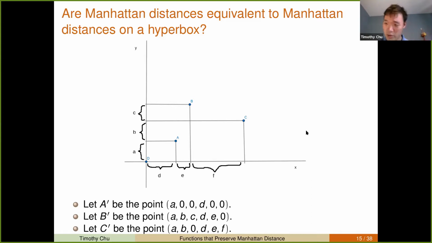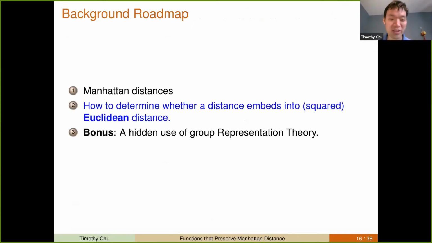So for those of you familiar with metric theory, what I said is more or less equivalent to the Manhattan distance being part of the cut cone. Don't worry about it if you're not familiar with those terms. Great. So that's the key lemma in Manhattan distances that I want you to take away from this talk. That will be very important.